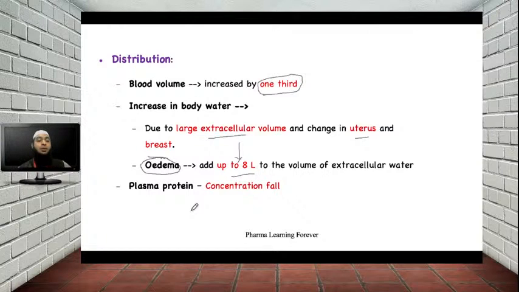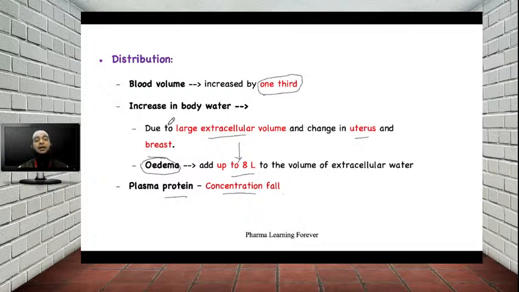Let's see what happens to the plasma protein, because plasma protein plays a vital role in the distribution of the drug. Since there is an increase in body water or plasma volume, obviously there is a proportionate decrease in the concentration of the plasma protein. And when the concentration of plasma protein is decreased, it will increase the concentration of the free form of the drugs which are supposed to bind to the plasma protein. So it may sometimes produce toxic effects of those drugs which have high plasma protein binding.